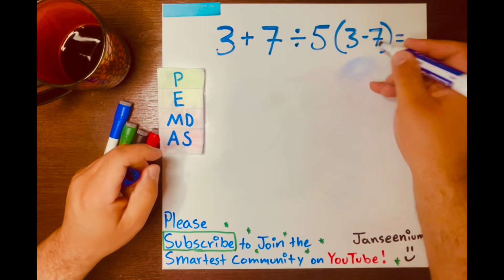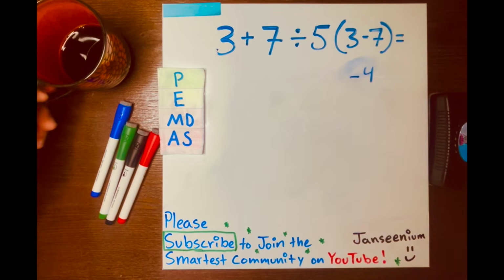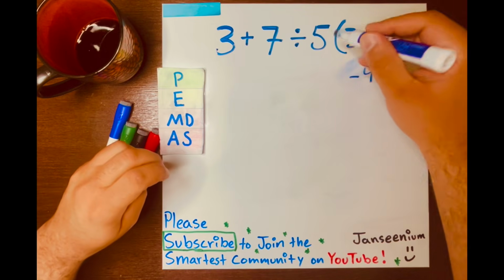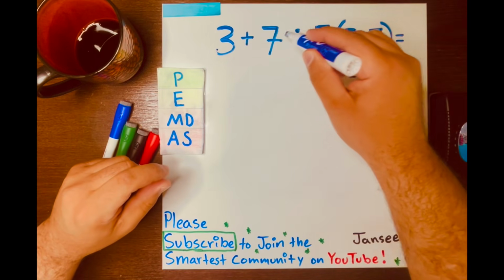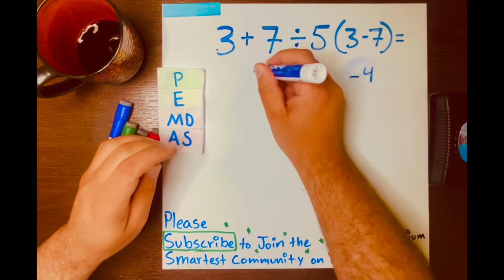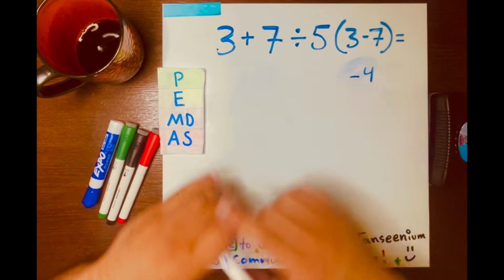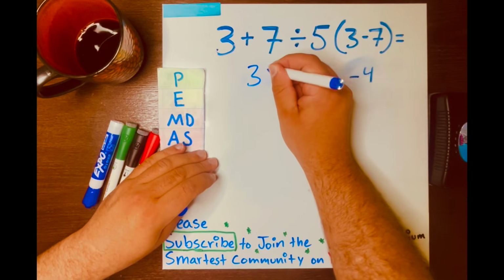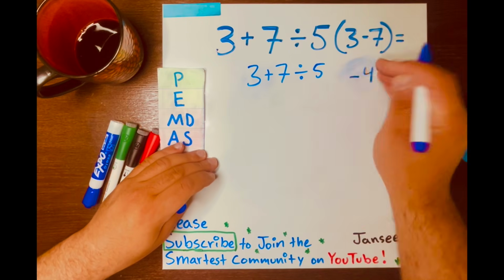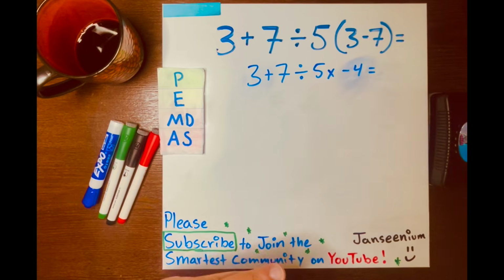So what is 3 minus 7? Negative 4. Let me take a sip of my coffee here. Okay, next, I'll drop the 3 plus 7 divided by 5. So I'll write it here. Running low on ink. Use a different color then, or different marker, I mean. So we have 3 plus 7 divided by 5 times negative 4 equals.